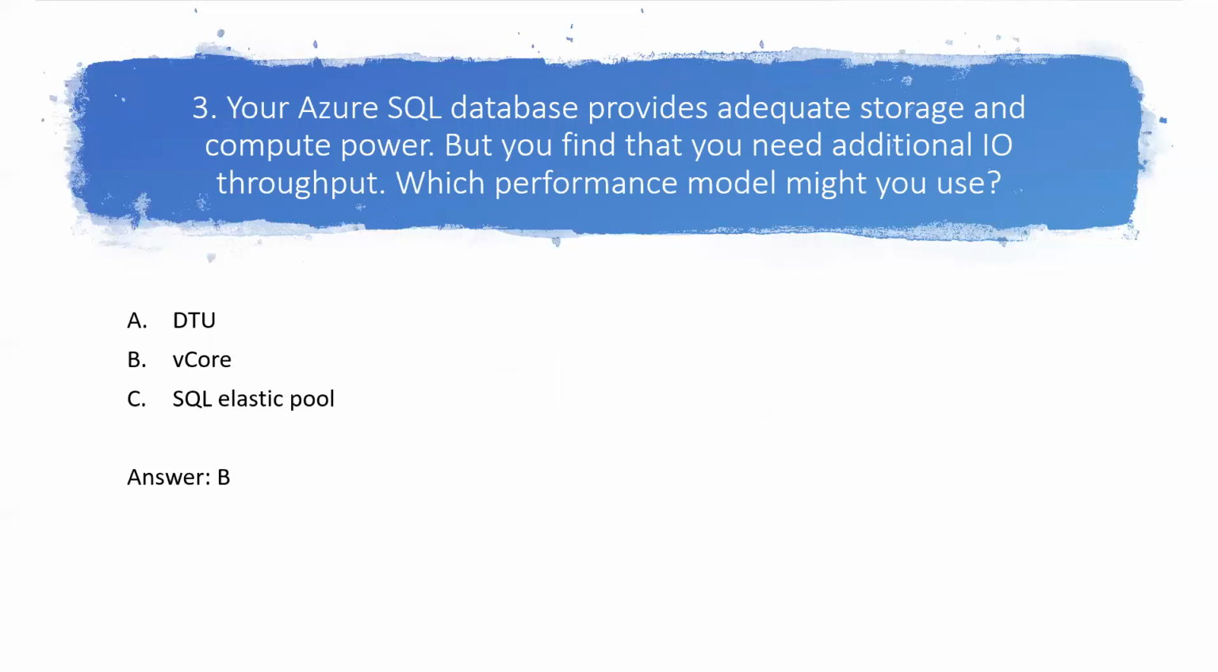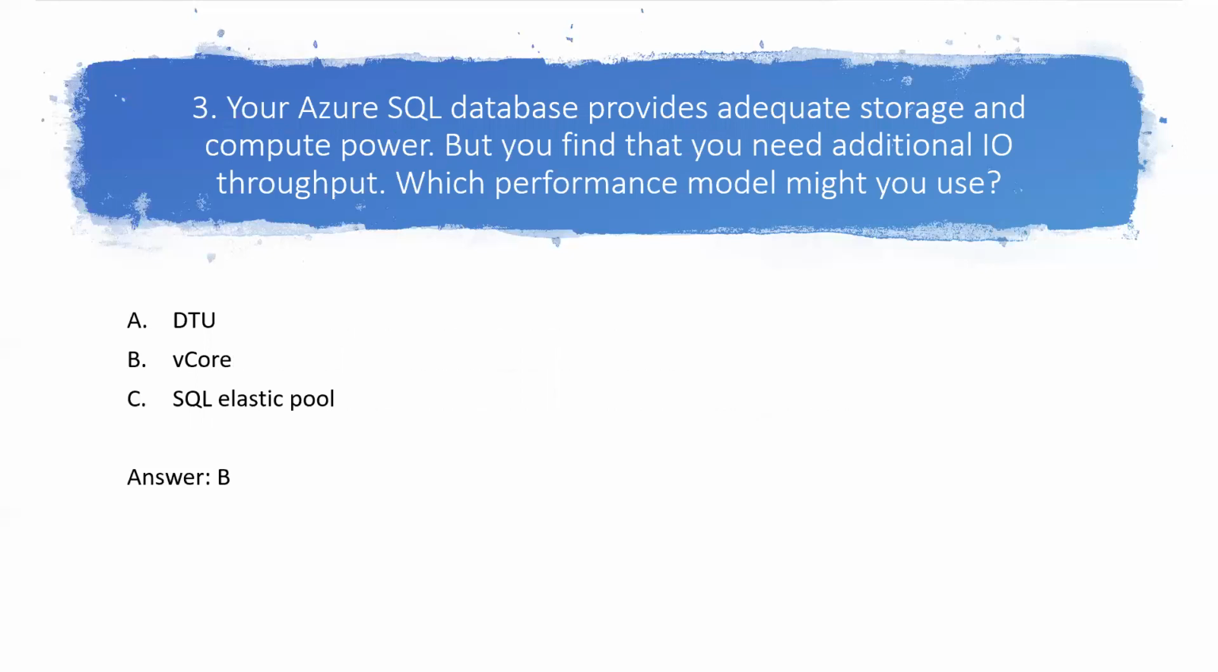Question 3. Your Azure SQL database provides adequate storage and compute power, but you find that you need additional I/O throughput. Which performance model might you use? Option A, DTU. Option B, vCore. Option C, SQL Elastic Pool.